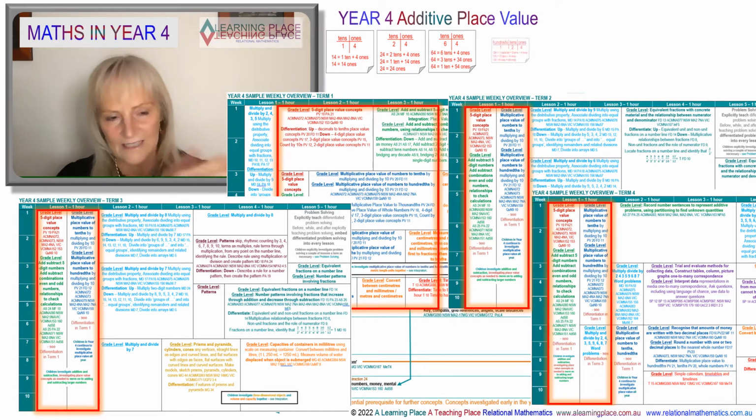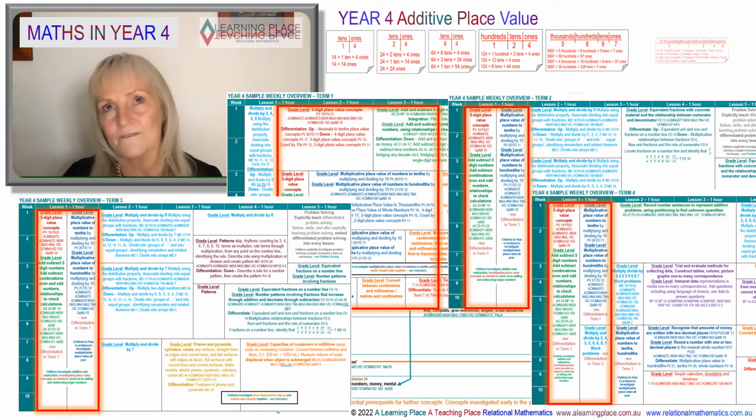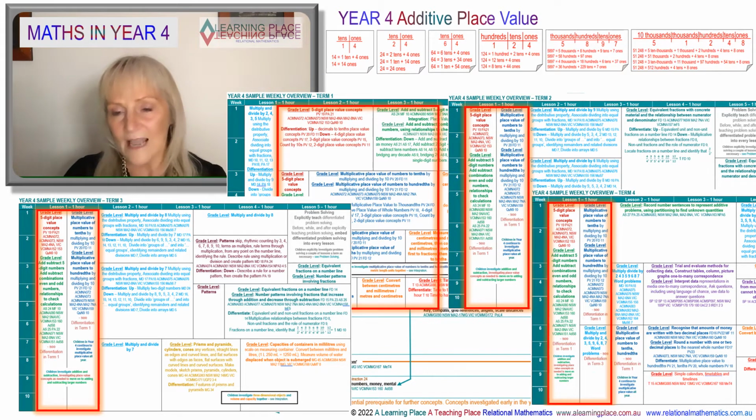So this is standard and non-standard. For example, if I've got 63, standard place value means I'm describing it in a way that can be recorded in a place value chart. So 6 tens and 3 ones can be recorded in a place value chart that way. Non-standard means we're still describing it using tens and ones, but not in a way that we can record it in a place value chart.